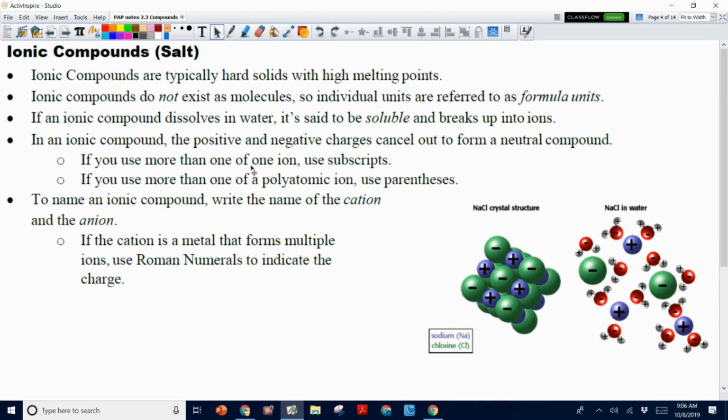If you use more than one ion, you need to use subscripts. If you use more than one polyatomic ion, you use parentheses, and we're going to go over these rows and do some examples of those.